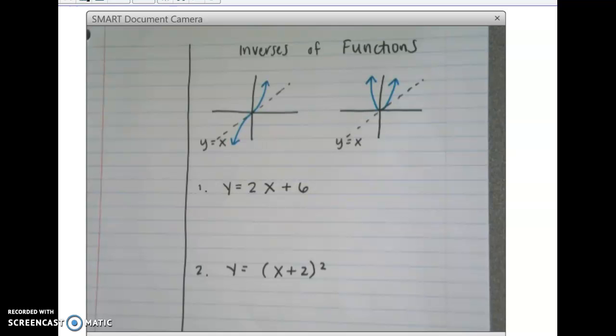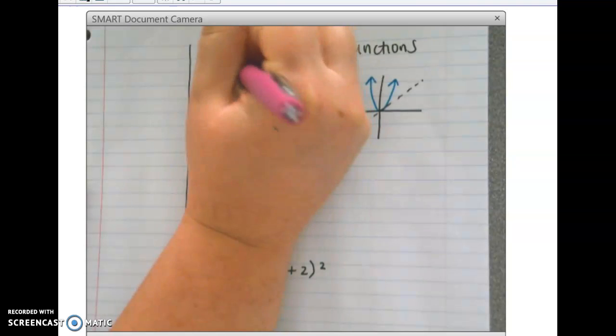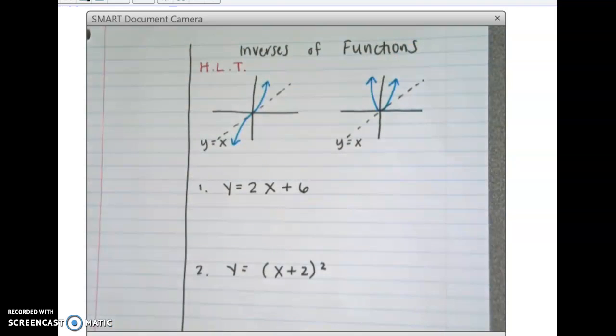So I want you to think back all the way to one of the first things that we talked about. Is the graph a function? Typically we would use the vertical line test to determine if a graph is a function. Well, since we're doing inverses, and inverse means opposite, we're going to use the horizontal line test. I'm abbreviating, but you might want to write that down. If a graph passes the horizontal line test, the inverse is also a function.